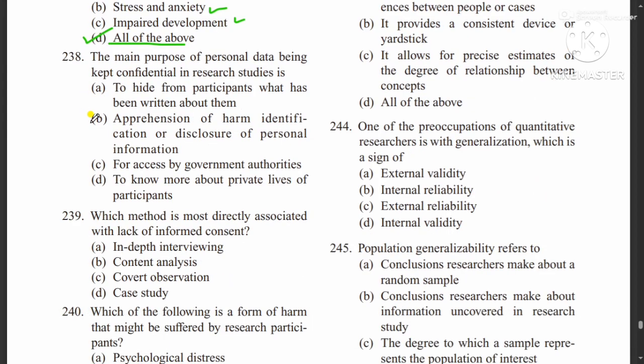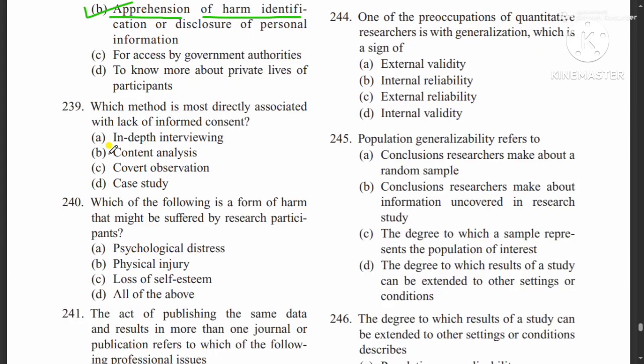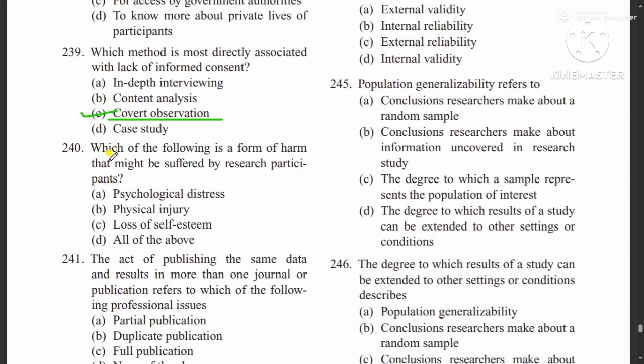Next, the main purpose of personal data being kept confidential in research studies is apprehension of harm identification or disclosure of personal information. Option B is correct. Which method is most directly associated with lack of informed consent? Option C is correct. Covert observation.